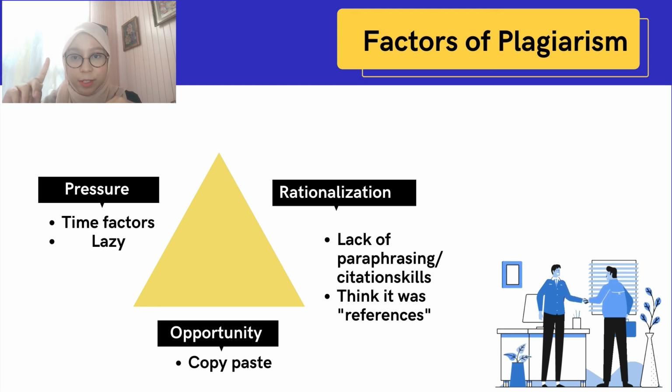Okay, rationalization. In terms of rationalization, they put it in their head like, it's okay, it's just a reference, no problem, we just copy. But actually not so. Sometimes students do not know how to paraphrase, how to cite their sources correctly. So when they take a statement from anything, they just put it in, but sometimes they need to paraphrase. Okay, so those were the factors of plagiarism in terms of the triangle theory.